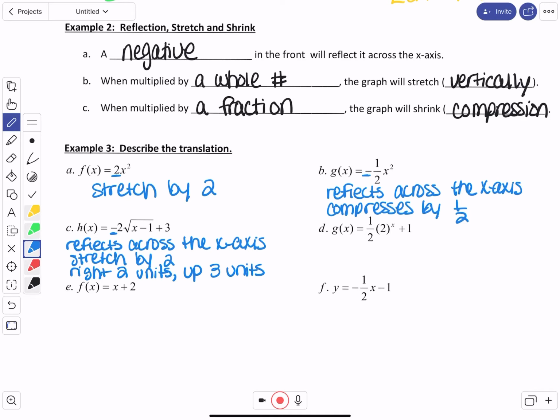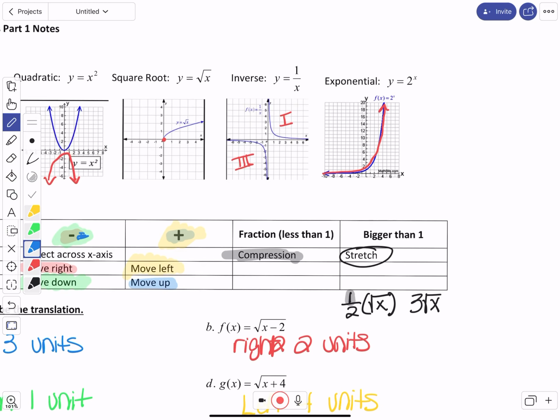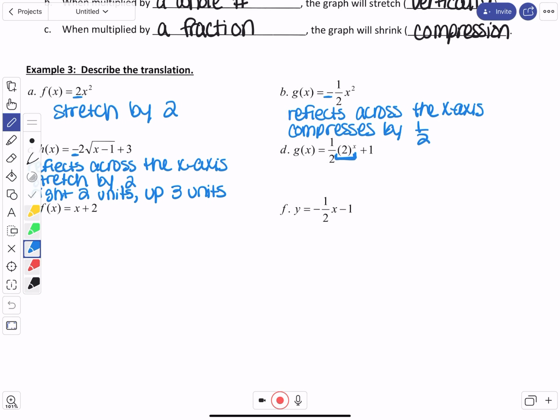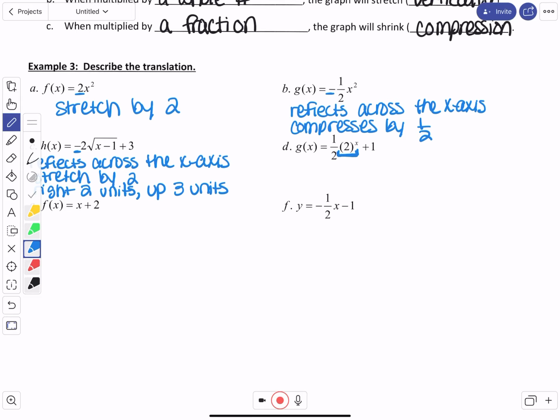Okay? Okay, so here on this one, now this is your parent function. Remember, that was up at the top of your page. That right there is the parent function. So remember, if we go back and look real quick, so this is coming from here. That's our parent function. So you're not going to address this 2 right here. You're going to address the 1/2. So that compresses by 1/2. And then that plus 1, that's on the outside. It's not in parentheses. It's not in the exponent. So it goes up 1 unit.